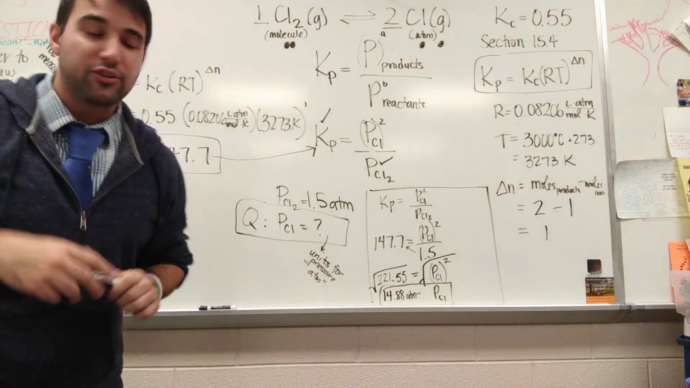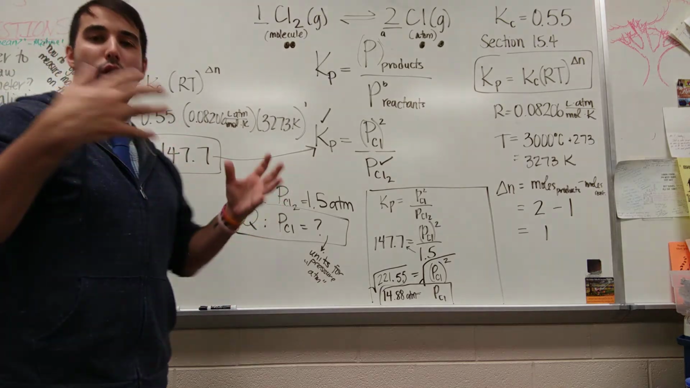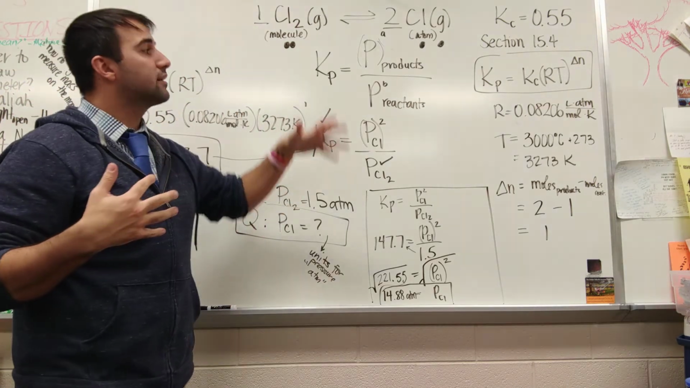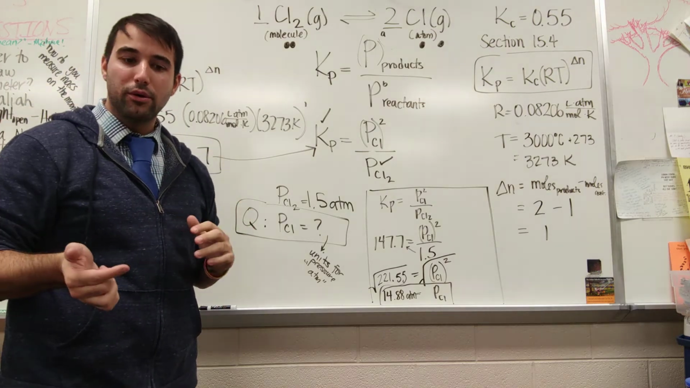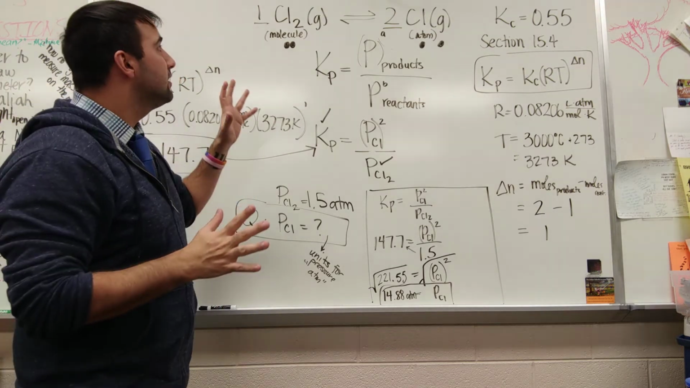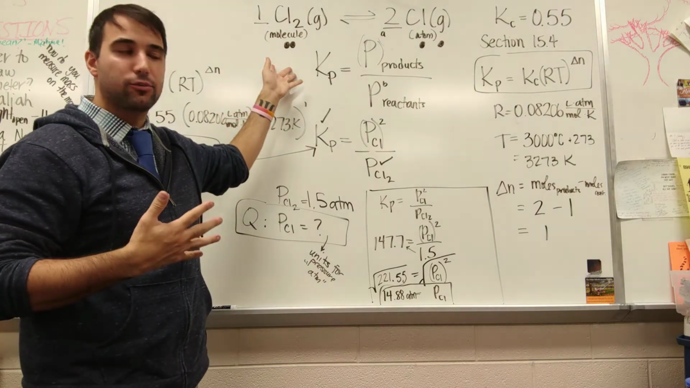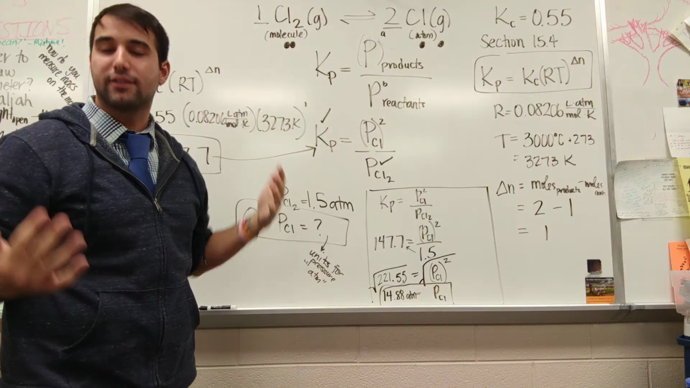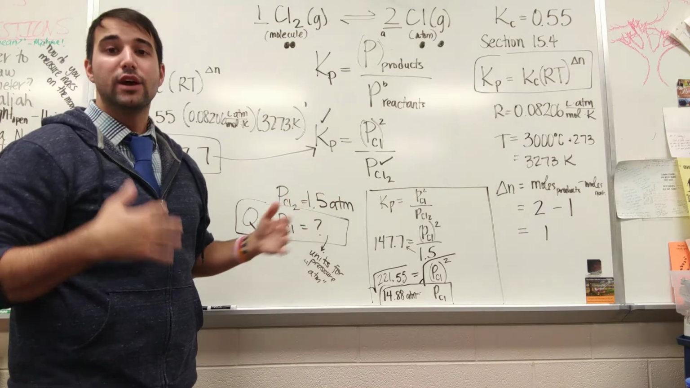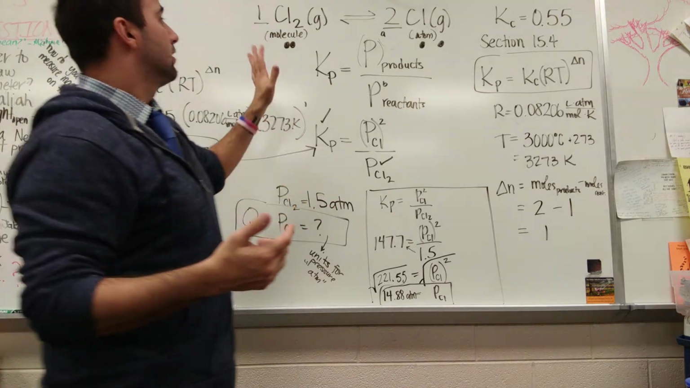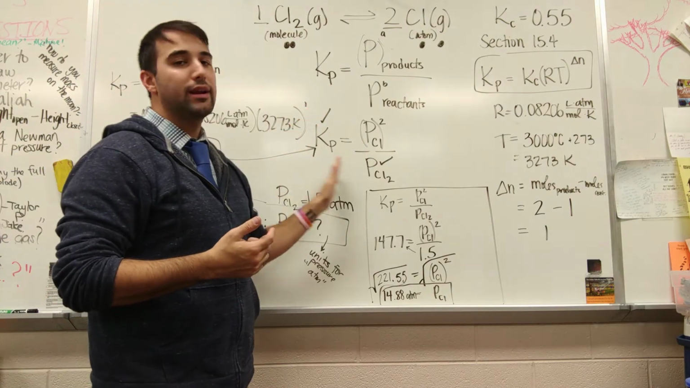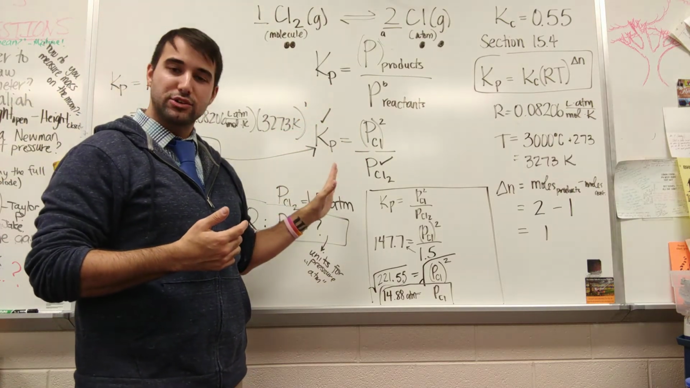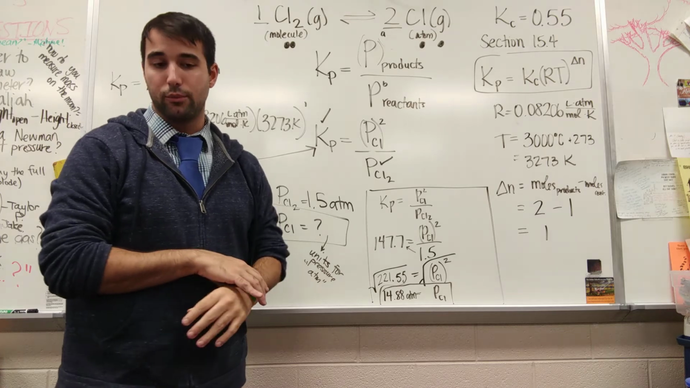So question 4 was a bit involved, but I've walked us through all the things that we need to know. Question 4 didn't really involve an ICE table, but we did need to know how to write the Kp expression and use Kp to solve for our partial pressure. So don't forget two things: converting Kp and Kc, and the other thing is knowing how to write our Kp and Kc expressions to solve for any unknown.